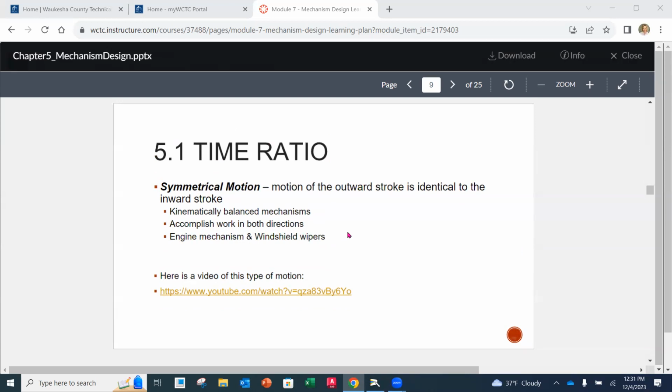So as it goes around, it's going to have the same amount of time going in one direction as it does in the opposite, and just go back and forth, or oscillate, about a certain angle. Engine mechanisms and windshield wipers are going to be symmetrical motion. Here's a video that we're going to look at for this type of motion.